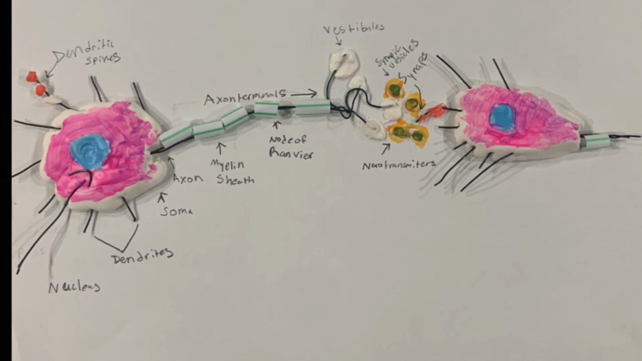Reuptake is when the message is received and the neurotransmitters are released from the receptor sites and absorbed into the terminal buttons of the sending neurons. Absolute refractory period is the recovery time during which another stimulus given to the neuron will not lead to a second action potential.